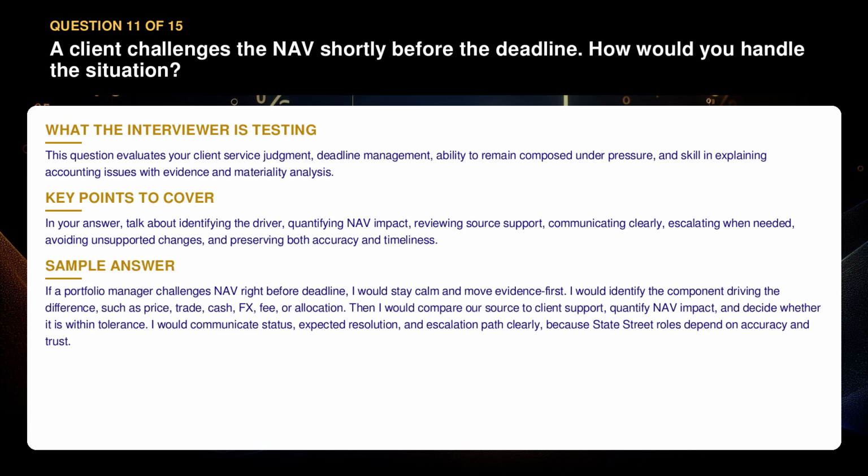If a portfolio manager challenges NAV right before deadline, I would stay calm and move evidence first. I would identify the component driving the difference, such as price, trade, cash, FX, fee, or allocation. Then I would compare our source to client support, quantify NAV impact, and decide whether it is within tolerance. I would communicate status, expected resolution, and escalation path clearly, because State Street roles depend on accuracy and trust.